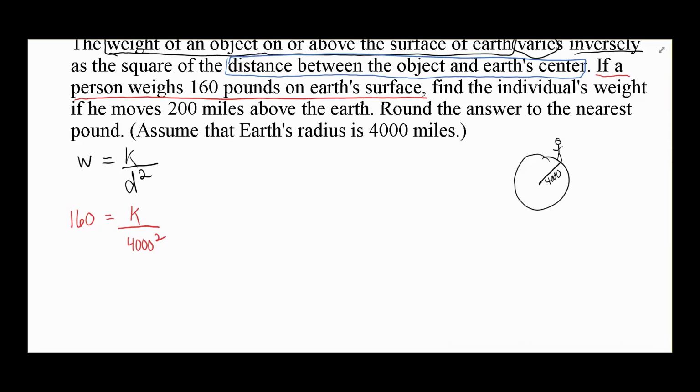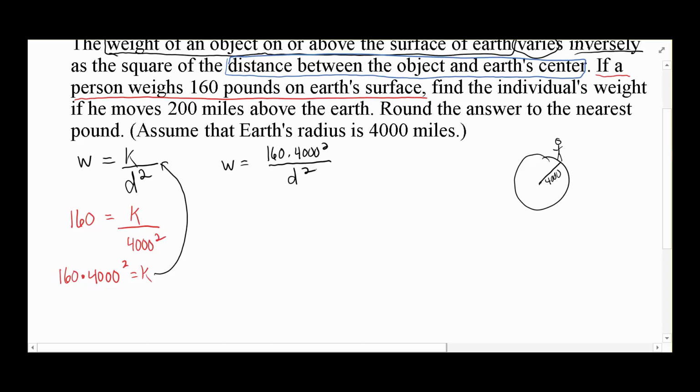So now we need to solve for k. We're going to multiply the 4,000 squared to the other side. Oops, too many zeros. Making errors all over the place. Now we could go ahead and put this value in the calculator. I'm not gonna, because it's just going to be some crazy big number. So I don't really want to do that. Instead, I want to take it as is right now and just rewrite it. And say W equals 160 times 4,000 squared over D squared.